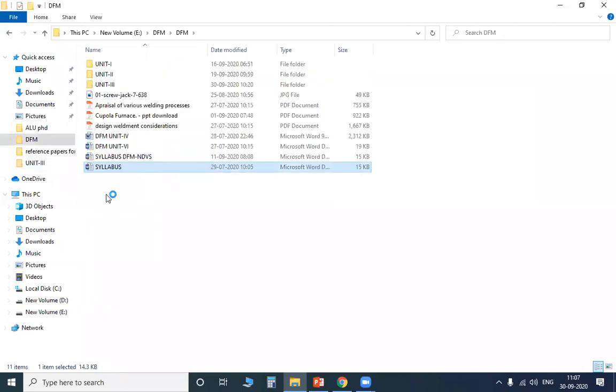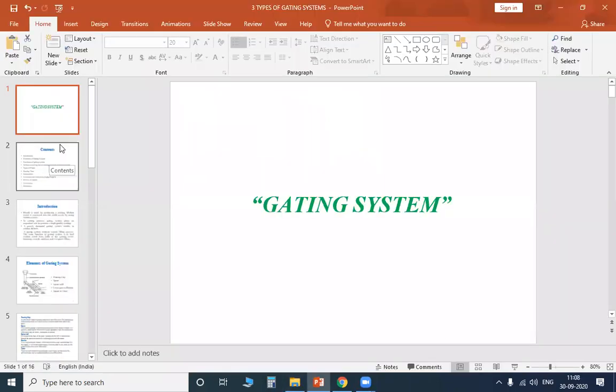So in this class, we will learn about what is meant by gating system, and how it is to be arranged in a sand casting or any other casting process. What are the different types of gates, and how multiple gates are to be used, and how the sprue area and the gate area, the dimensions of the gate and everything, will be explained in this class.